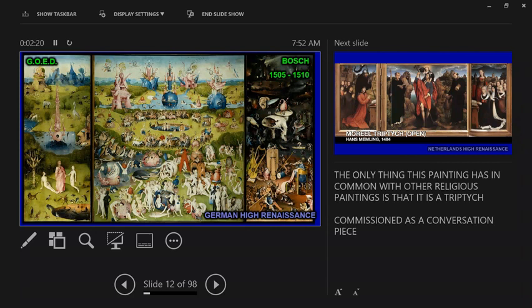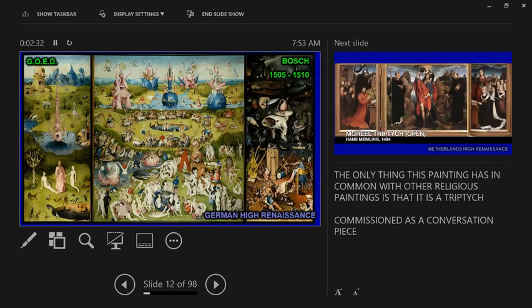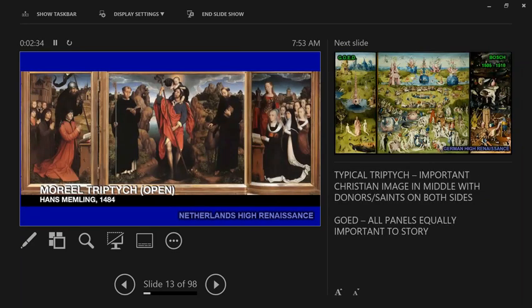The only thing that this painting has in common with other religious paintings at the time is that it is a triptych. This was commissioned as a conversation piece, and oh boy, what conversations we can have about this artwork.